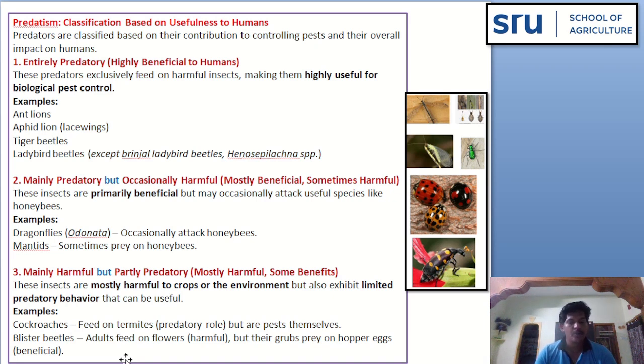Similarly, cockroach is a pest of so many commodities, but sometimes they feed on termites. That is their predatory role, which sometimes benefits humans. Therefore, cockroach and blister beetles are mostly harmful, but sometimes they benefit humans.